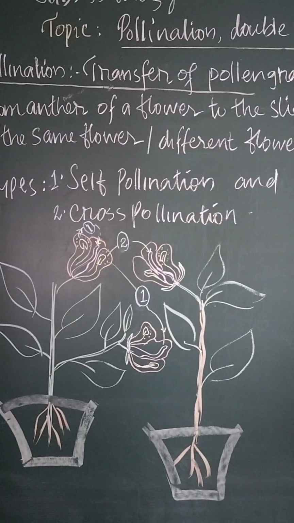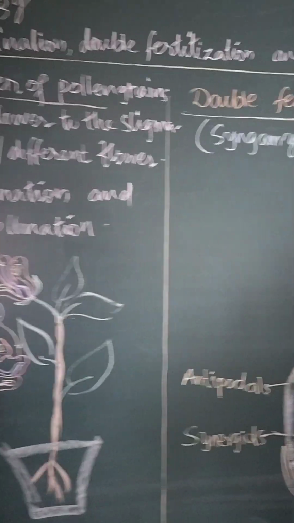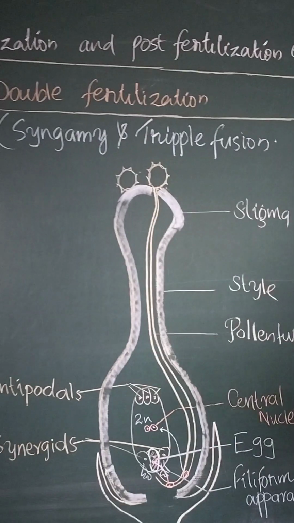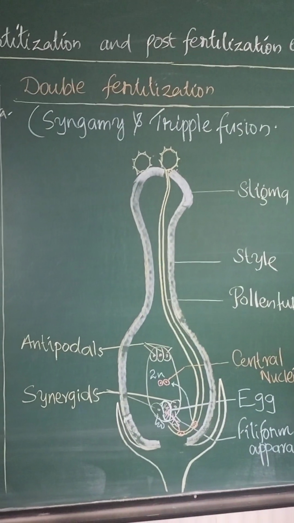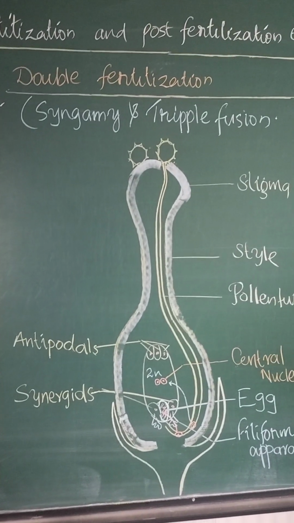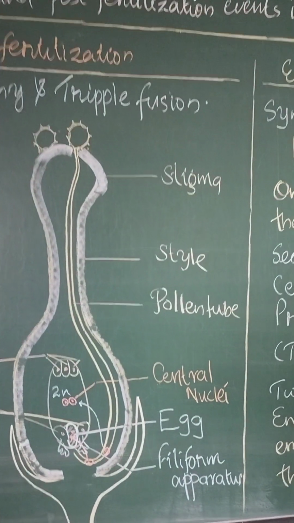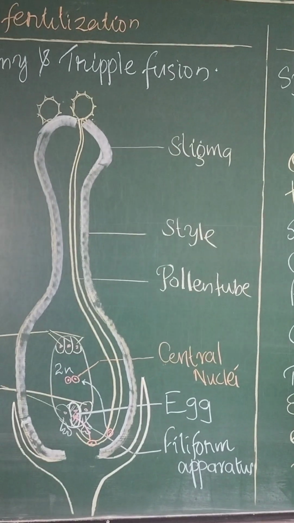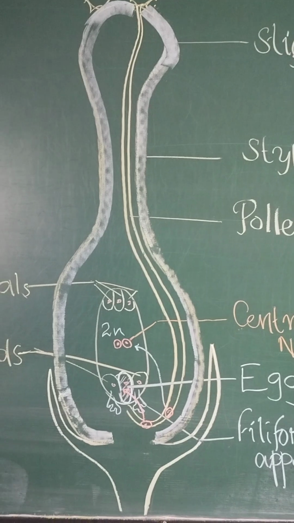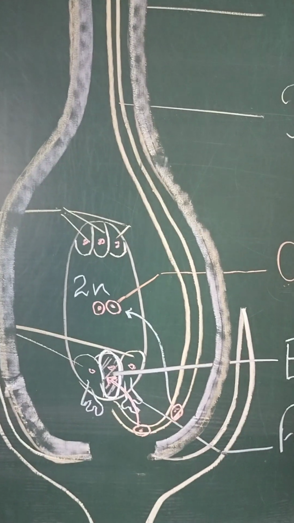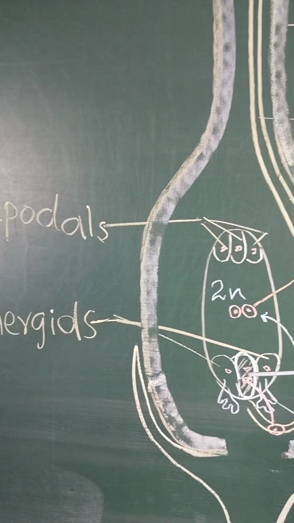Okay. After pollination, the next step is double fertilization, which is known as syngamy and triple fusion. You may get diagram based questions to label the stigma, style or pollen tube and the embryo sac and the egg here in the bottom part of the egg apparatus as shown in the diagram.